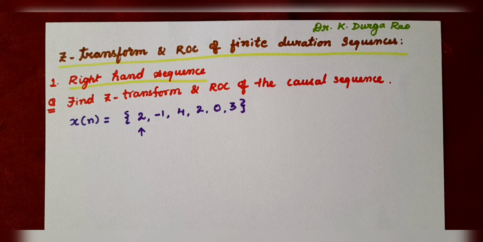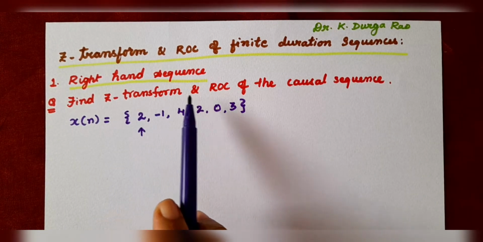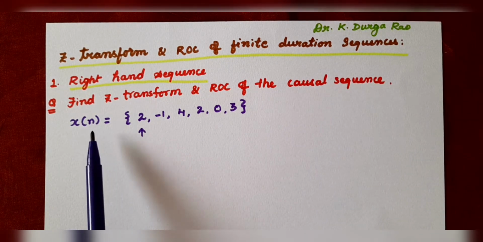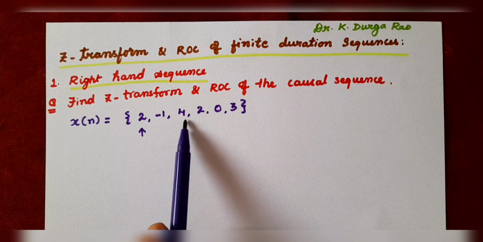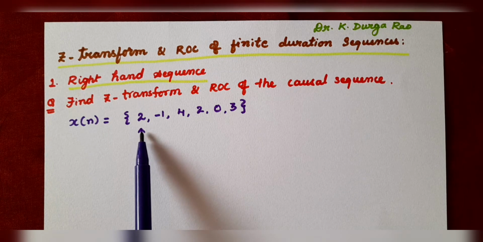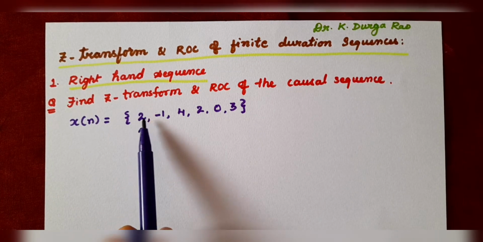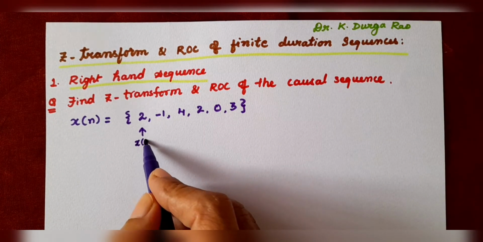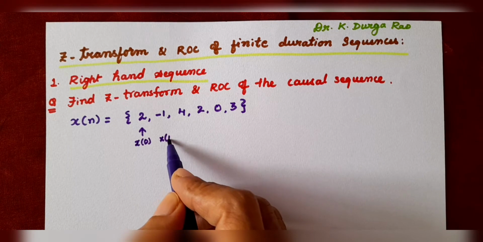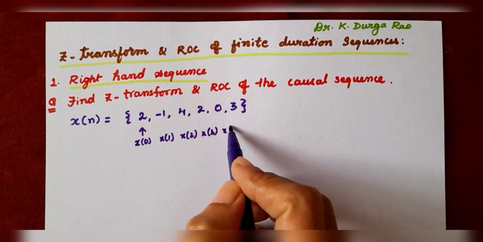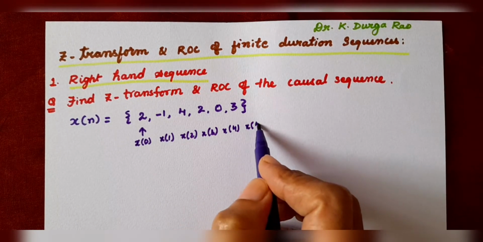The first topic is right hand sequence. So, what is the given question? Find the Z transform and ROC of the causal sequence. The given X of n is 2, minus 1, 4, 2, 0, 3. The given arrow is at 2. It means the origin value is 2. Okay. So, how do we write? This value is X of 0. This is X of 1. X of 2, X of 3, X of 4 and X of 5.